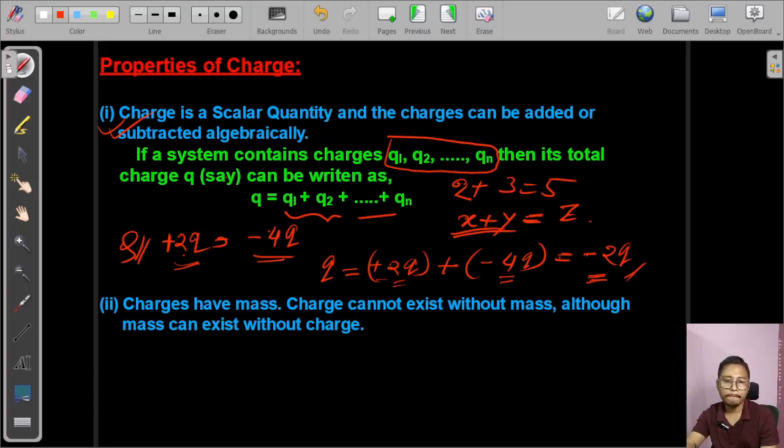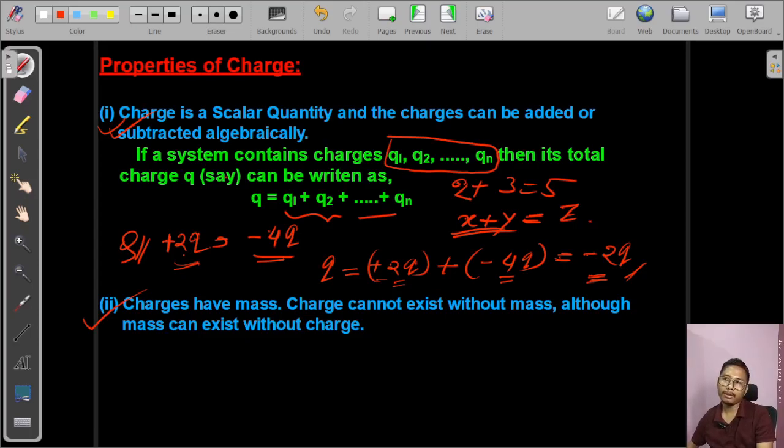Okay, then come to the next one. Charges have mass. Charge cannot exist without mass, although mass can exist without charge. Charge must have a mass. Without mass, charge cannot exist.